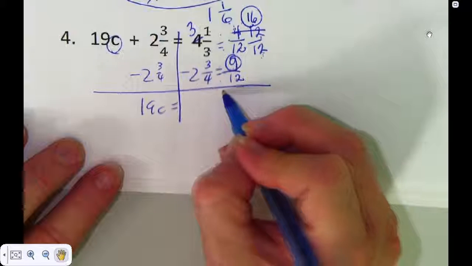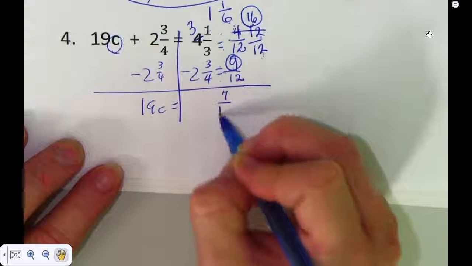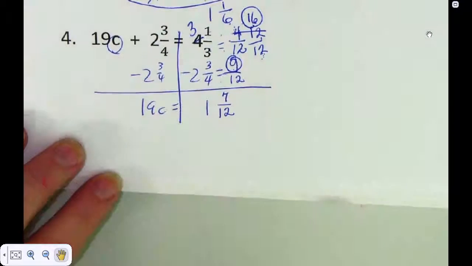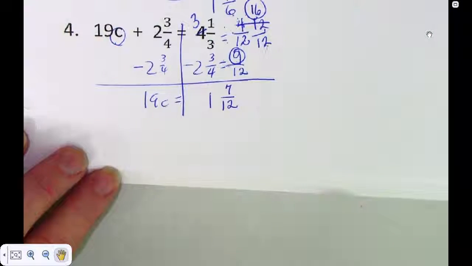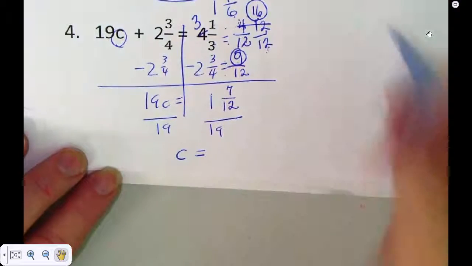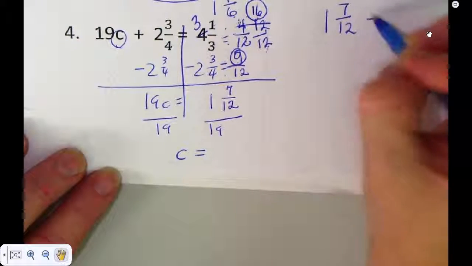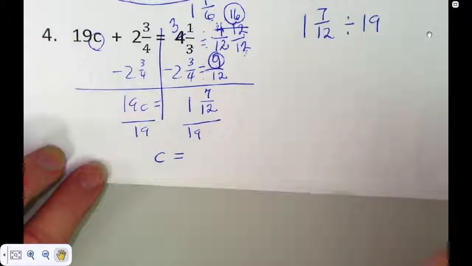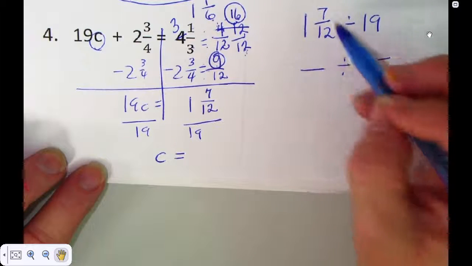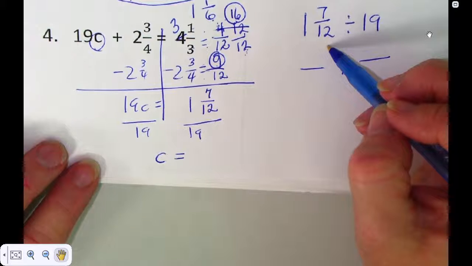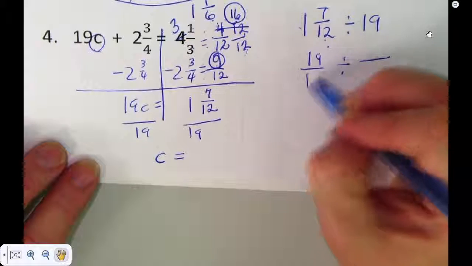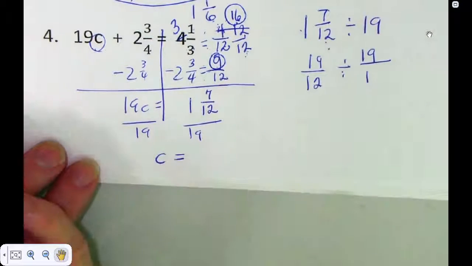So what do I get? 16 minus 9. 7. And then 3 minus 2 is 1. Now, what's my next step? Divide by 19. So C equals, I'm going to come over here, 1 and 7/12 divided by 19. That looks like a strange number, doesn't it? Okay, so, good try, though. Look right here. What's 1 times 12, plus 7? 19/12ths.